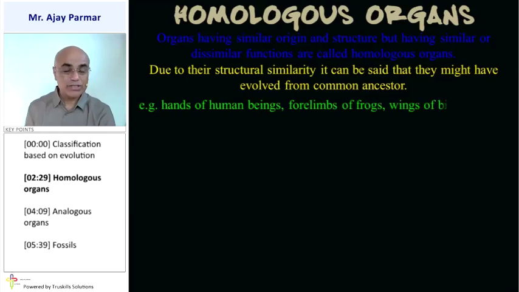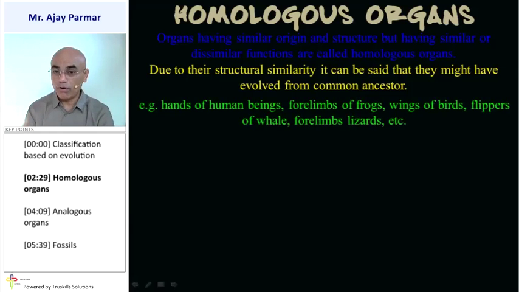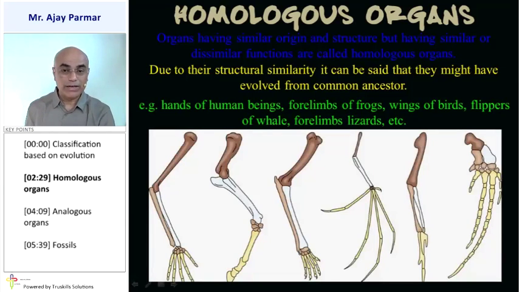For example, the hands of human beings, forelimbs of the frog, wings of the birds, flipper of the whale, forelimb of the lizard, all of them have a similar structural plan. That means a single bone, then two bones over here, radius and ulna, then so many digits over here, and further so many digits. That is the structural plan that you can observe in this particular figure also. That is a single bone everywhere in all the animals, and there are so many digits at the end of each forelimb.